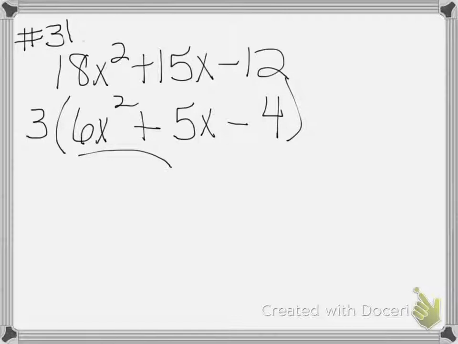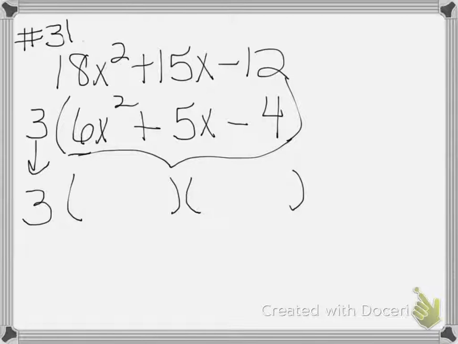Now, this remaining trinomial, I have to factor into 2 binomials. So I'm going to make my 2 binomials. You can go ahead and bring down the 3 and then ignore it. We're just focusing on the trinomial. Factors of 6: 1 times 6, 2 times 3. Factors of 4 are 1 and 4, 2 and 2.